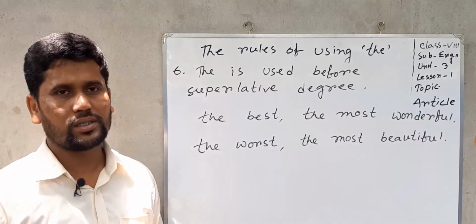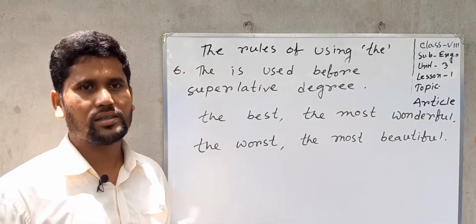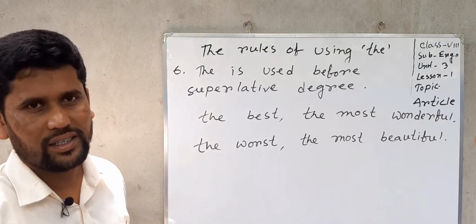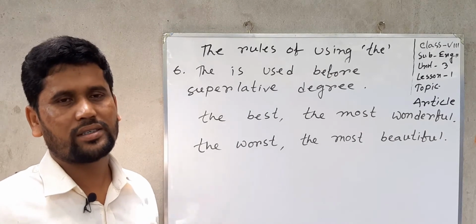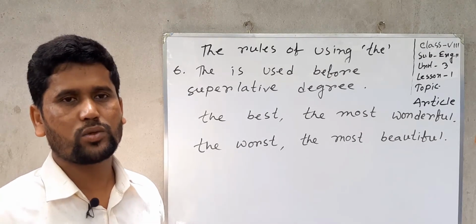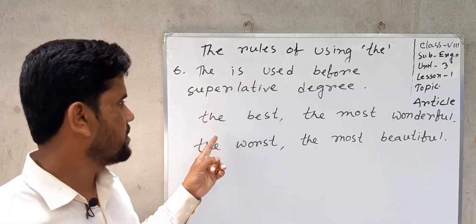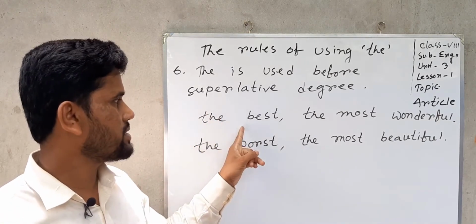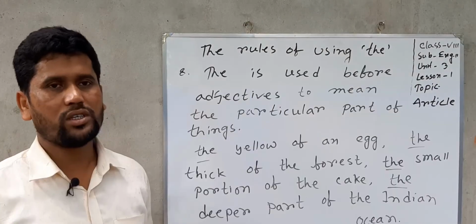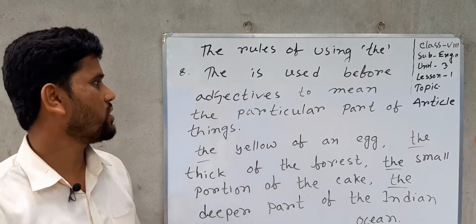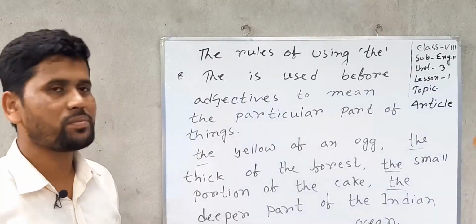We use the before the superlative degree. When we find any word with est at the end, or most before the word, we can identify the word is superlative degree. When we find superlative degree, we can use the, such as the best, the most wonderful, the worst, the most beautiful. We use the before adjective to mean the particular part of things.